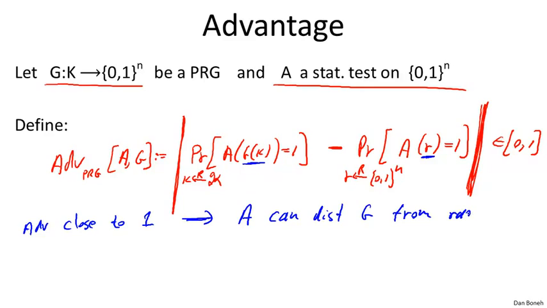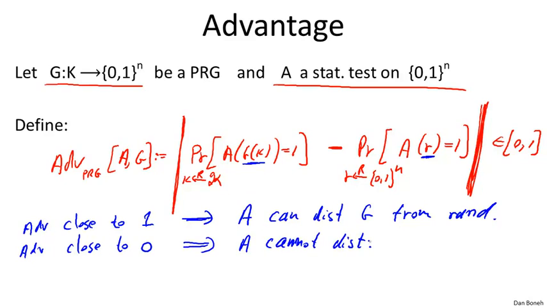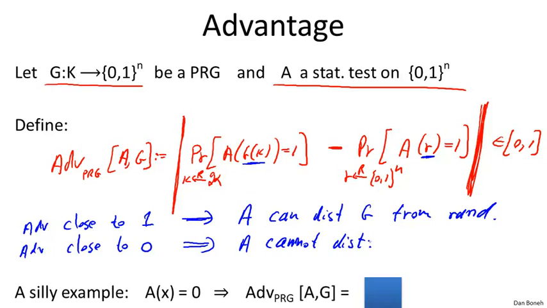In some sense we'll say that the statistical test broke the generator G because it was able to distinguish the output from random. However, if the advantage is close to 0, what does that mean? That means that the statistical test behaves pretty much the same on pseudo-random inputs as it does on truly random inputs. There we would say that A could not distinguish the generator from random. So this gives you a little bit of intuition about why this concept of advantage is important. It basically tells us whether A was able to break the generator, namely distinguish it from random, or not. So let's look first of all at a very silly example.